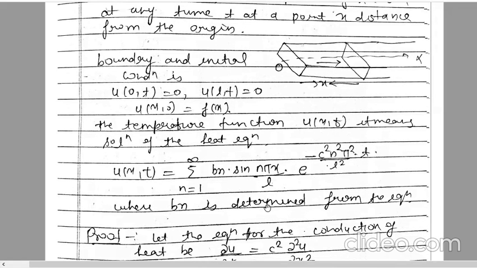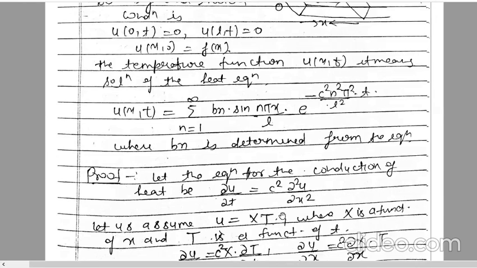Our temperature solution is u(x,t) equal to the summation n equal to 1 to infinity of bn sin(n pi x upon L) into e to the power minus c square n square pi square upon L square into t. So our target is to calculate this solution. This is your final answer, where bn is determined from the equation. So to get this solution, let's start.